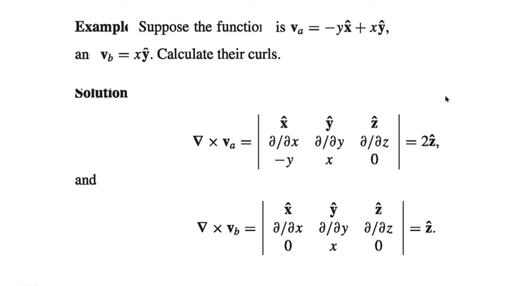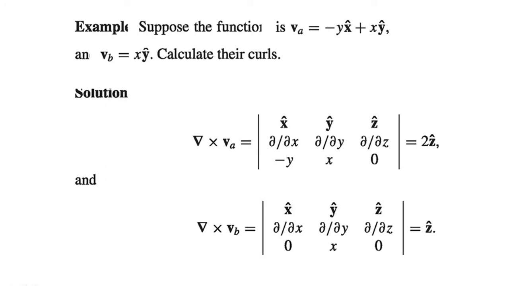That's the unit vectors in the first row. In the second row, del in component form, ∂/∂x, ∂/∂y, ∂/∂z. And in the third row, the component of x cap, that is minus y, component of y cap, that's x. There is no z cap, so that term will be 0. If you take the determinant, you will get the answer 2z cap.